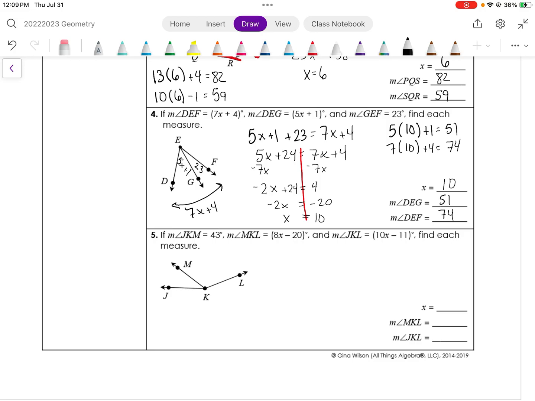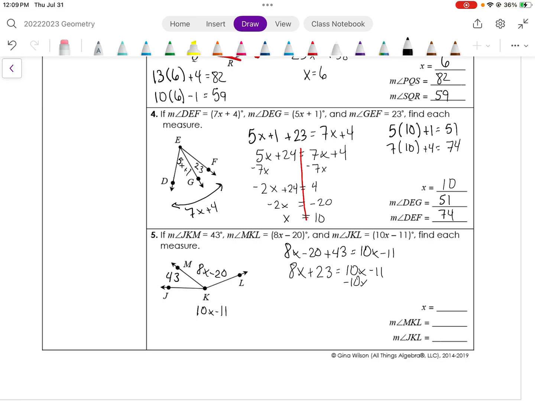Last one. If you haven't tried any yet, definitely try this one on your own. I think you guys can do it. Figure out which ones are the parts, which ones are the whole. JKM, that's a part. MKL is a part. JKL is the whole thing. Part plus part equals whole. So take your two parts and add them together. Set it equal to the whole thing. Okay? 8x, I'm going to combine my like terms, plus 23 equals 10x minus 11.